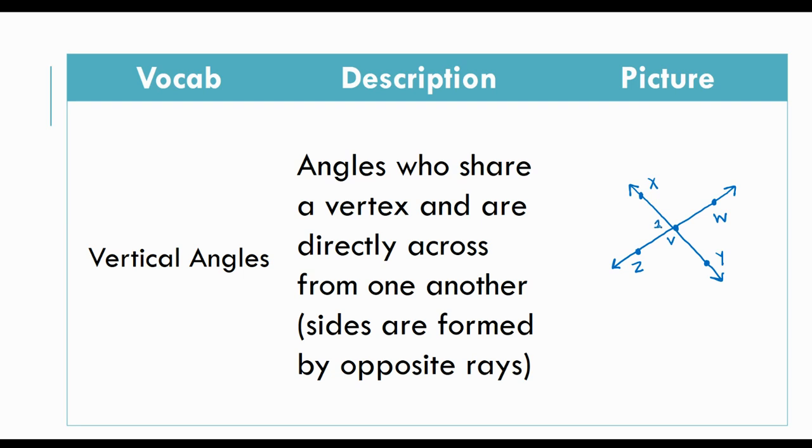So let's say here is angle 1 and here is angle 2. Notice that both angle 1 and angle 2 share the same vertex of V, and they are directly across from one another. So both of the sets of sides are opposite rays that are forming them. So I would say that angle 1 and angle 2 are vertical angles.